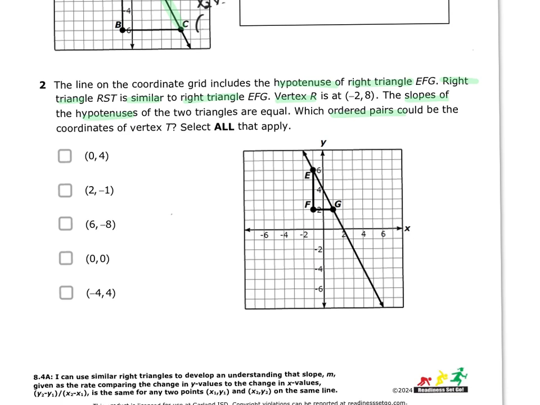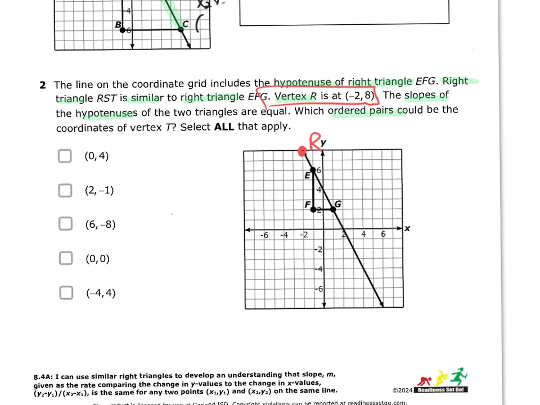We know that similar shapes have proportional corresponding sides. And let's just go ahead and start drawing what this might look like here. We see that vertex R is at (-2, 8). I'm going to plot that. Here it is. This is vertex R. Let's label it.